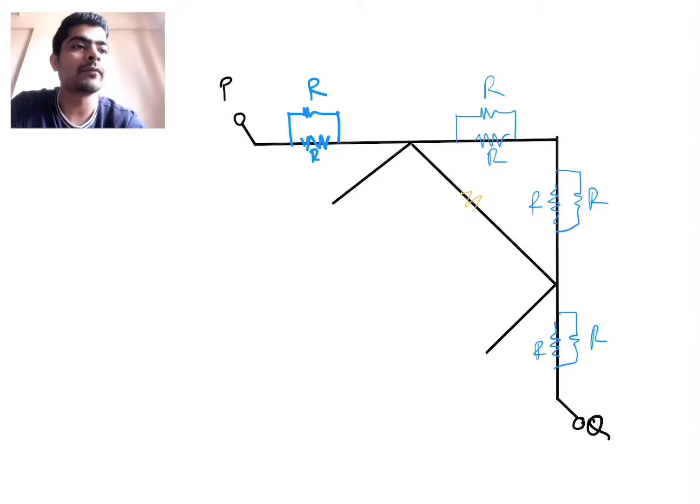So here we have R root 2 and we put one more R root 2 here. Okay.